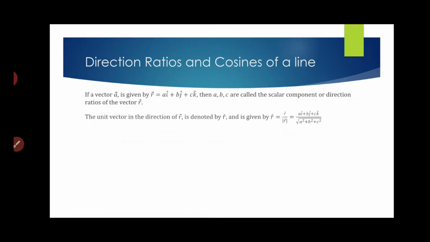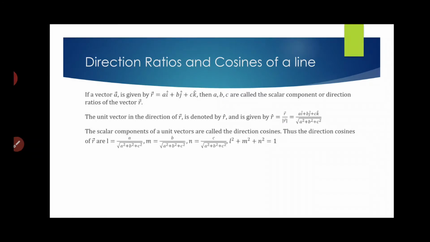Now, if I consider the unit vector, the unit vector is always represented by a cap. So if r vector is written with an arrow on the top, then the unit vector is written by the same r with a cap on the top, right? That means it is the vector in the same direction as the vector r, but with magnitude 1. And how do we get it? We divide the vector by its modulus, and whatever we get is called the unit vector.